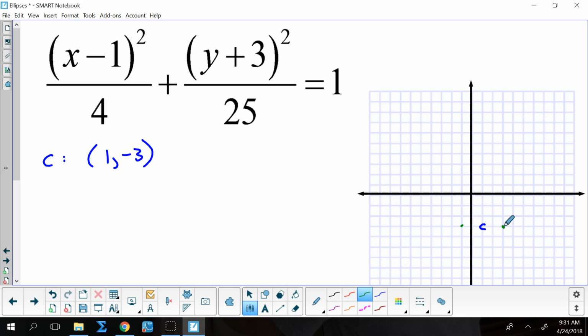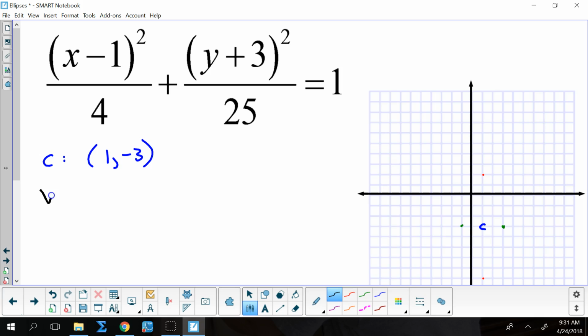Now what number am I looking at? 25. I'm going to take the square root of that. What do I get? 5. So I'm going to go up and down 5. Which one's longer, horizontal or vertical? Vertical is longer. So vertical is my major axis. So my red dots there are my vertices.